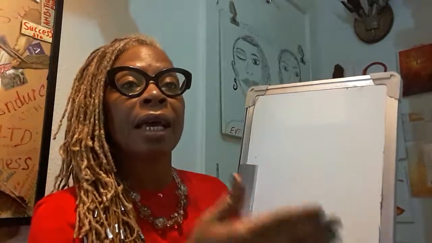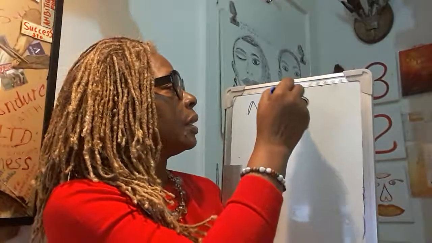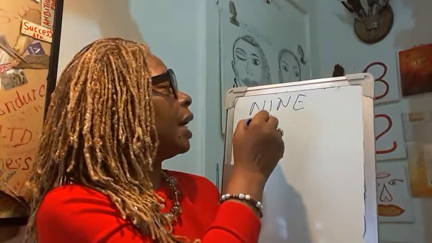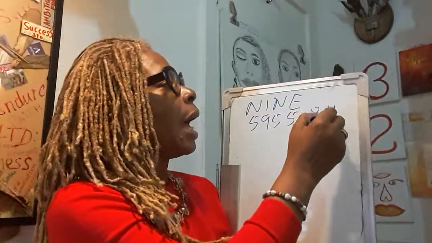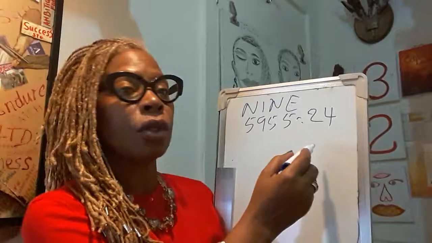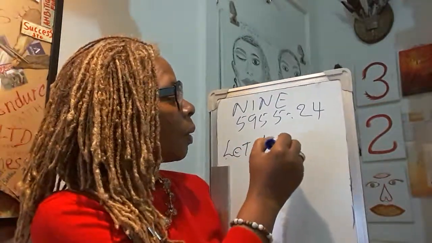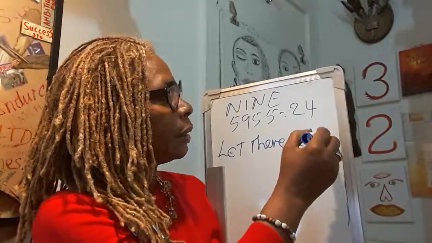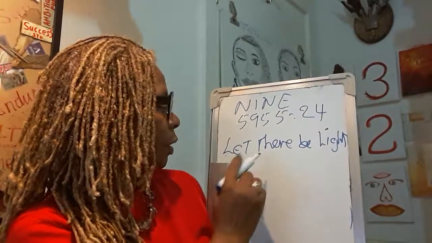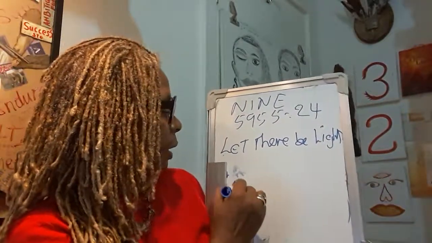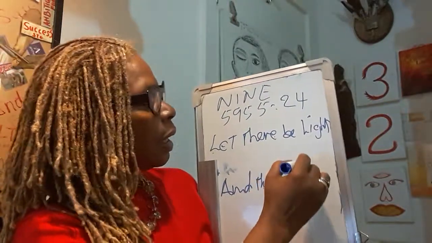So that means 9 in itself is that which is also 6. So we have 5, 9, 5, 5. Adding this together is 24. And that 24 also coincides with "Let there be light." And let's just do this. And there was light.